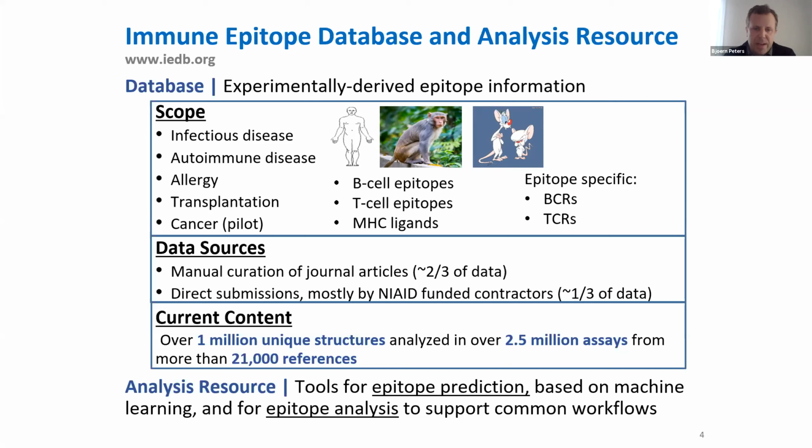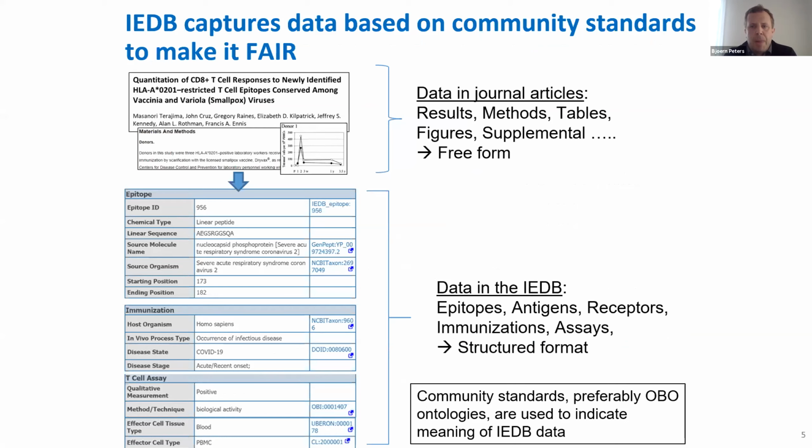automating common workflow steps. So how do we make IEDB data FAIR? The data we get is in journal articles: results, methods, tables, figures, supplemental data, a lot of supplemental data these days, and it's essentially free form. And so our goal is to translate that into a structured format in the IEDB to make it comparable no matter where the data came from, to have it in one format, and then identifying what are the epitopes, antigens, receptors, etc., that were identified.